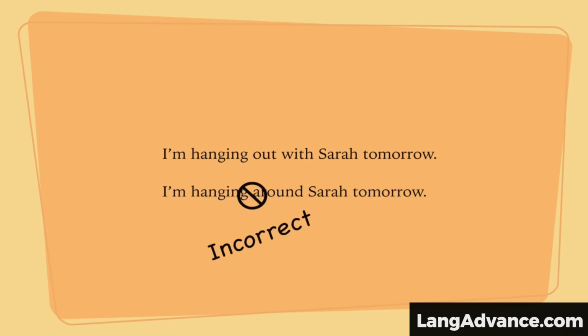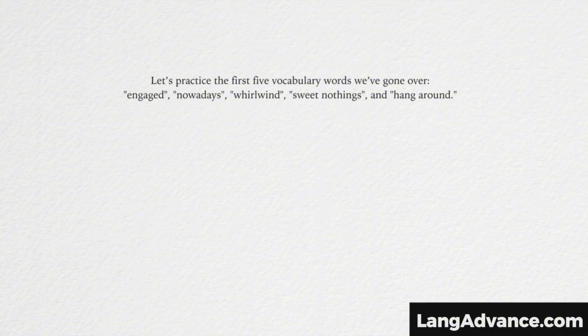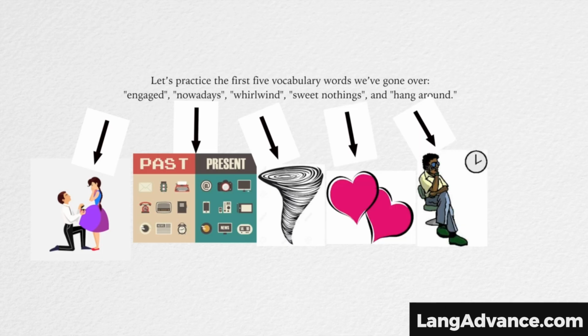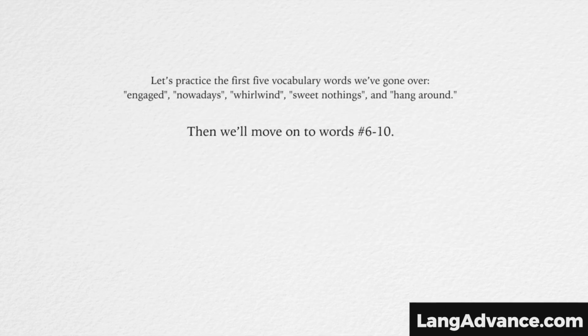Couldn't change to "I'm hanging around Sarah tomorrow." Let's practice the first 5 vocabulary words we've gone over: engaged, nowadays, whirlwind, sweet nothings, and hang around. Then we'll move on to words 6 through 10.